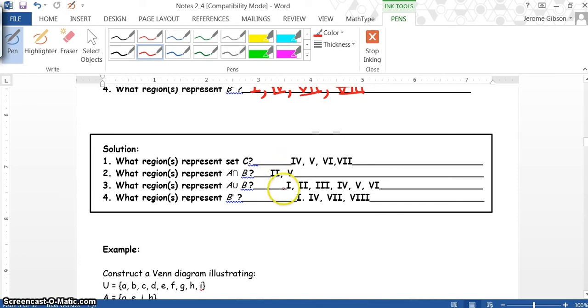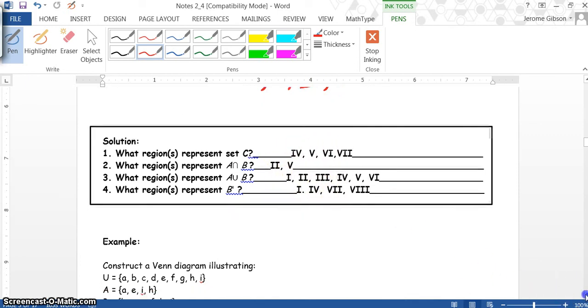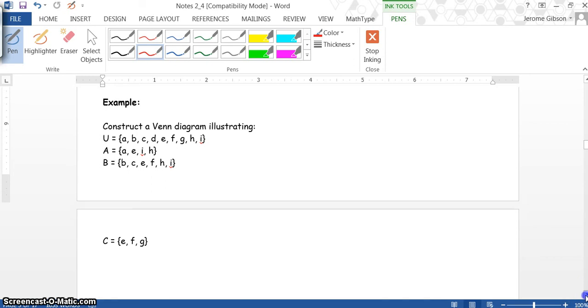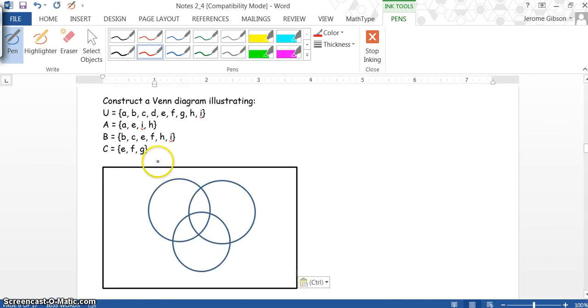These solutions were pre-written out, but I thought it would be best if we went over it ourselves. So we can look here, and we have all of the solutions typed out as well. Example: construct a Venn diagram illustrating. The universal set is A through I. Set A is A, E, I, H; set B is B, C, E, F, H, I; set C is E, F, G. Now we want to construct a Venn diagram.